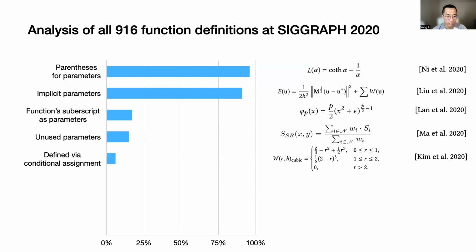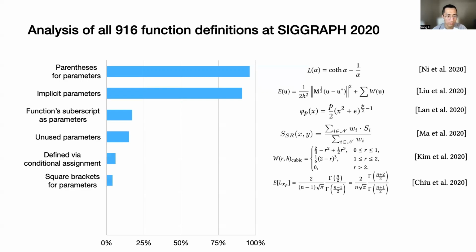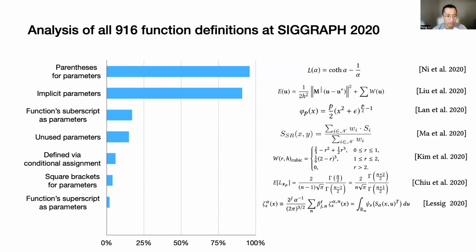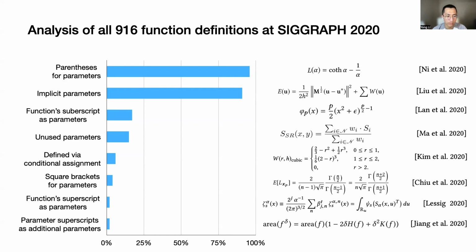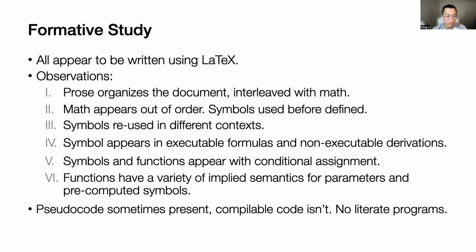6% are defined via conditional assignment. 4% use square brackets for parameters. 2% interpret the function's superscript as parameters. 2% interpret the parameter superscripts as additional parameters. Based on these findings, we extend the grammar and implementation of rtDown to include the support for local functions. In addition, pseudocode is sometimes present while compilable code isn't. There are no literate programs.